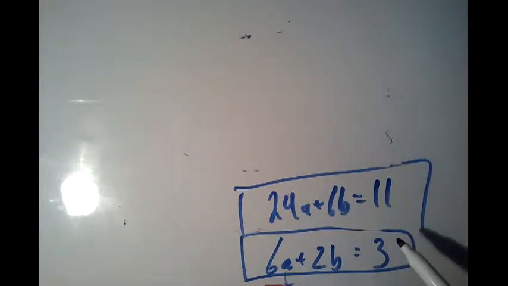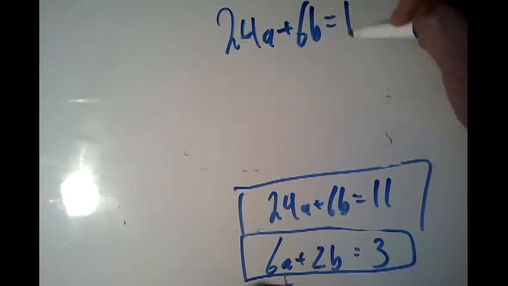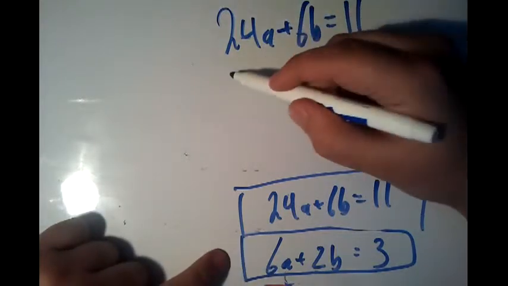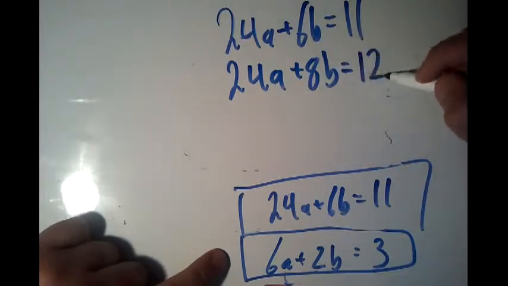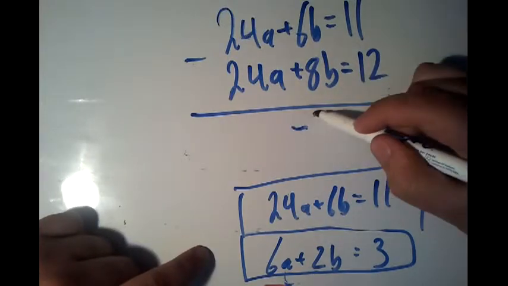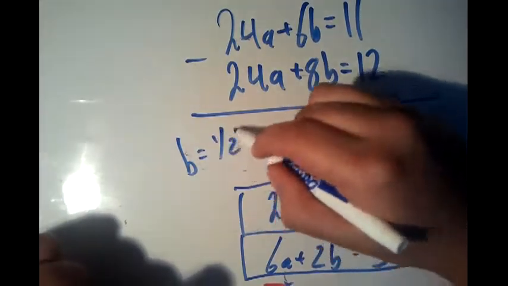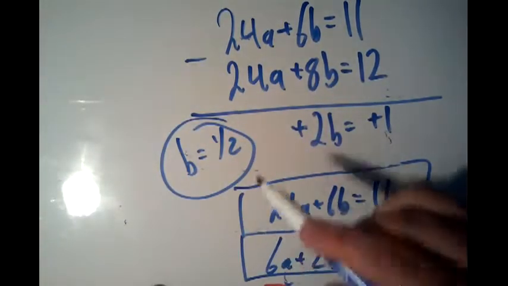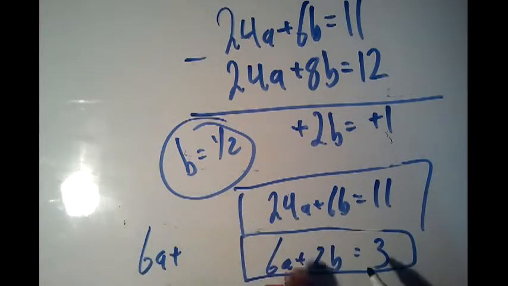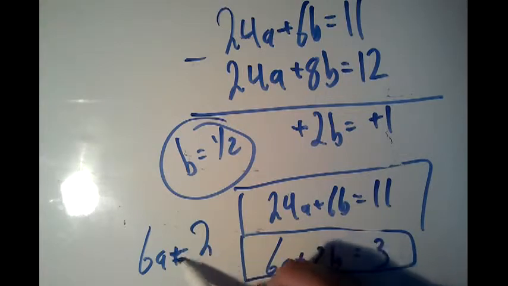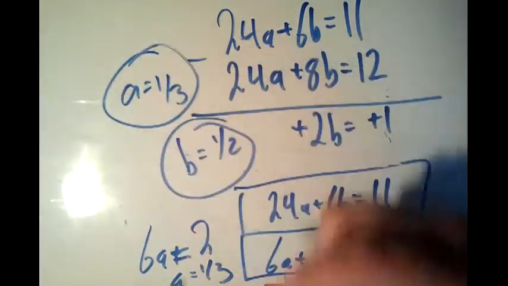We're going to solve it by multiplying. We have 24a plus 6b equals 11. I'm going to multiply the other equation, 6a plus 2b equals 3, by 4. So I get 24a plus 8b equals 12. And I'll subtract, so I get negative 2b equals negative 1. So 2b equals 1, so b equals 1 half. And I'll plug this into this equation. So I get 6a plus, if b is 1 half, this is 1, so 6a equals 2 and a equals 1 third. So a equals 1 third and b equals 1 half.